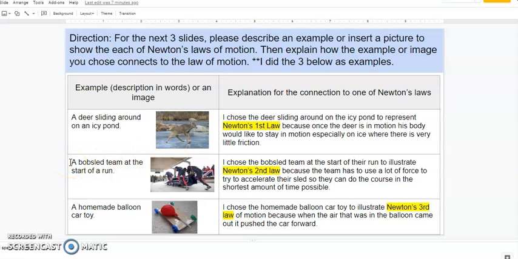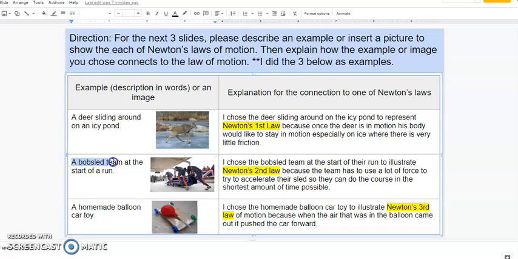Newton's second law, I chose a bobsled team at the start of a race, and you could see these people getting ready to push that sled. And I chose this picture because they have to use a lot of force to try to accelerate their sled so that they can do the course in the shortest amount of time possible.